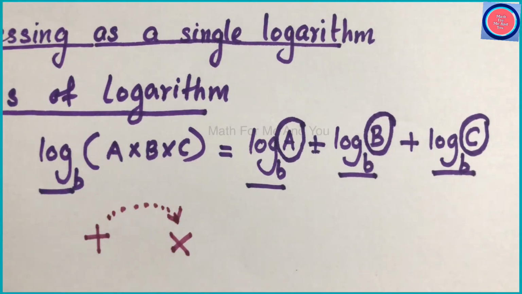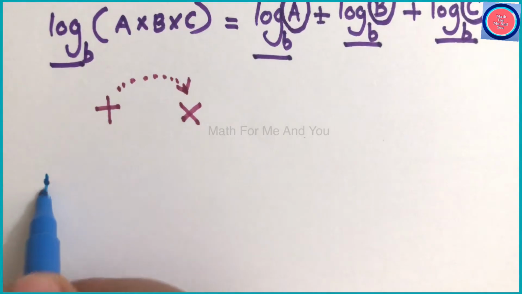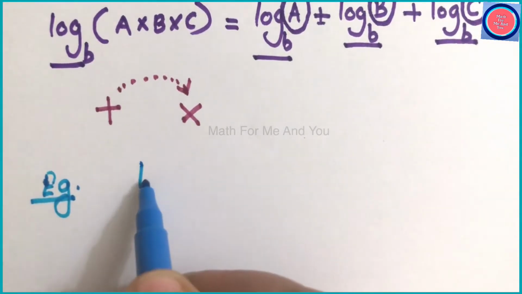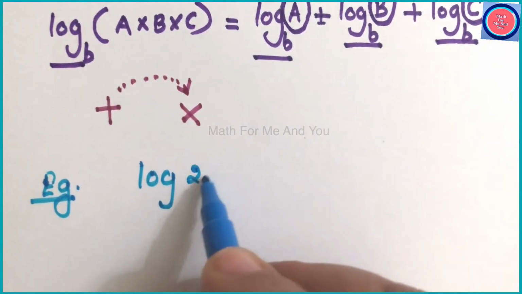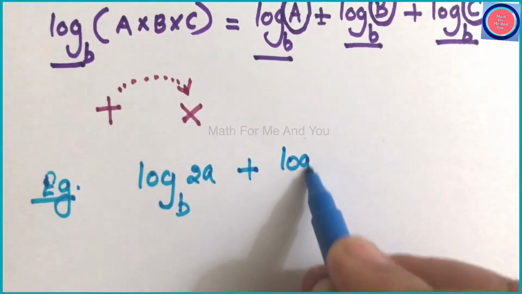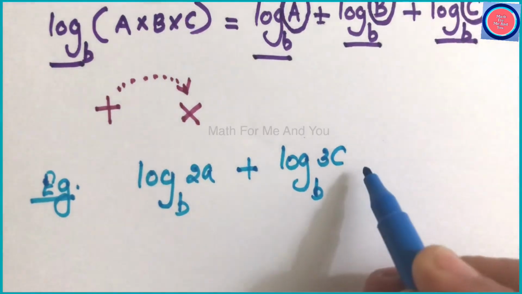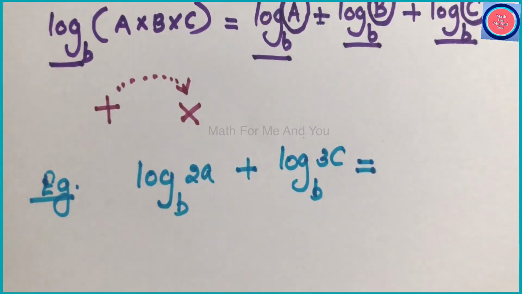With the help of an example, we can practice more about this. Consider 2 logarithmic terms. The first logarithmic term is log 2a to the base b, plus the second term, log 3c to the base b. You can see 2 logarithmic terms connected with a plus. We are going to write them as a single logarithmic term.